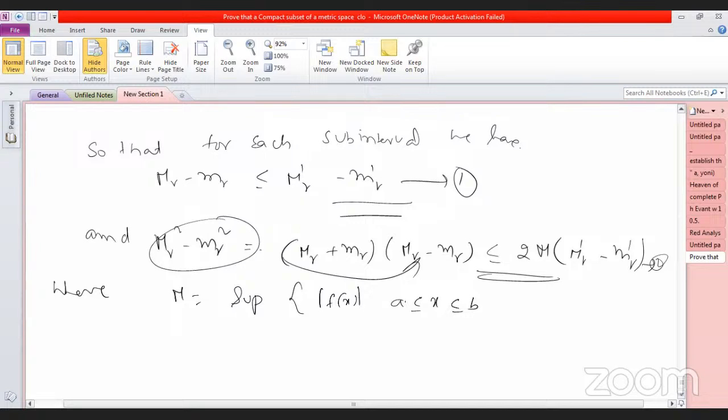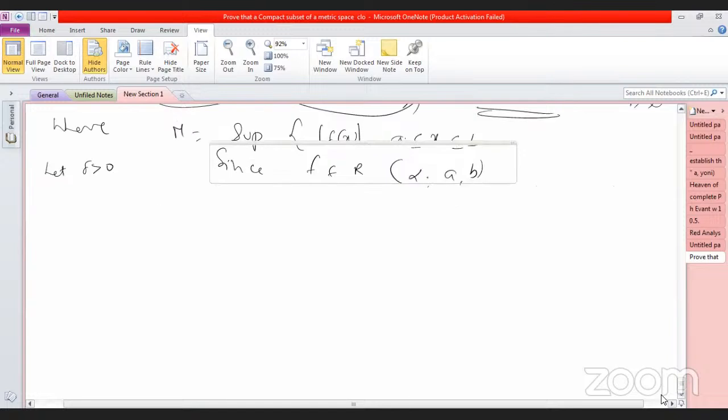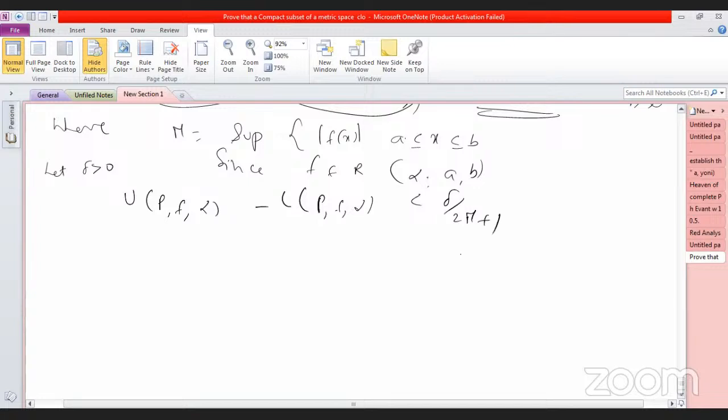A less than or equal to x less than or equal to b we are writing here. So let delta be greater than 0. Since f belongs to R(alpha) on [a, b], there exists a partition P such that U(P, f, alpha) minus L(P, f, alpha) is less than delta by 2M plus 1. Can we write it?